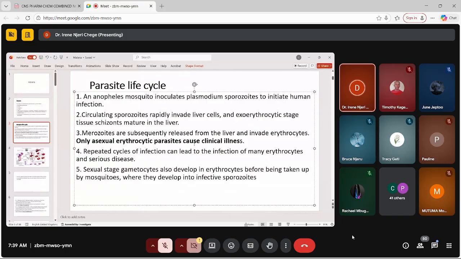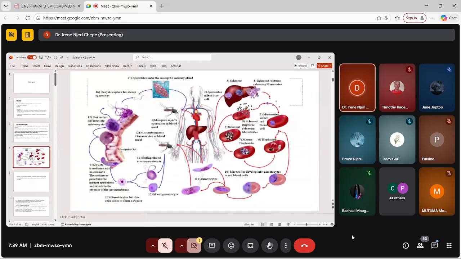Okay? So these cycles can repeat with many erythrocytic parasites invading the red blood cells, causing serious disease. We also have a gametocyte stage where the parasite develops in the red blood cells, where again it's taken up by the mosquitoes, where they develop again into sporozoites. Let's look at a diagram and see if we can get it. So we have number 1 there. I hope you can see number 1. Let me enlarge it a bit.